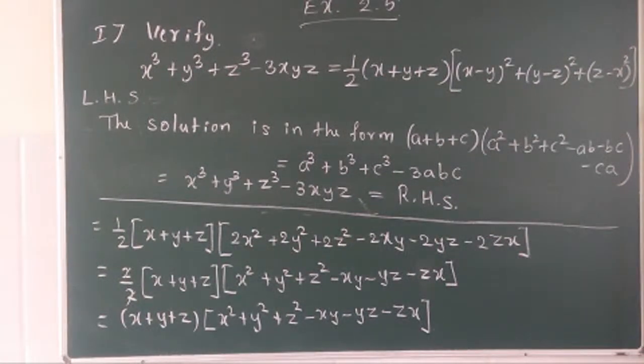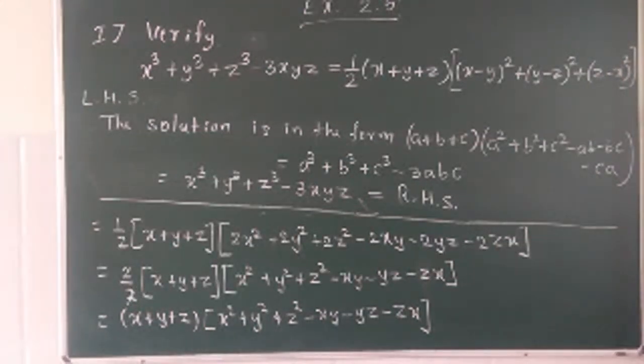Only here you have to simplify the terms. First, simplify the terms by using (a minus b) whole square. Then take the common term outside. Then compare the given equation with the standard form. The next one.